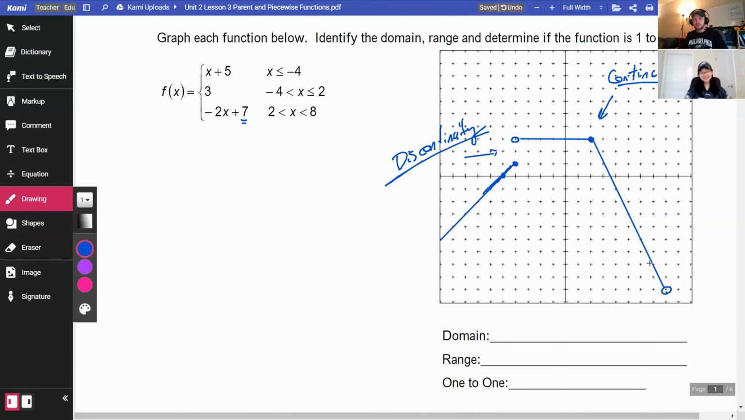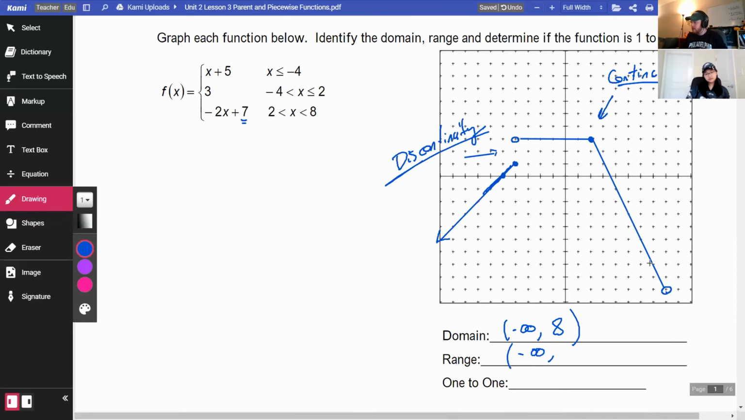All right. Real quick, what's the domain? Our domain is from negative infinity to positive 8, not including positive 8. Yeah, because no matter what number you pick in here, there is a y value associated. And what's the range? We're going from negative infinity, because that first segment goes all the way down to negative infinity, and we're going up to 3.